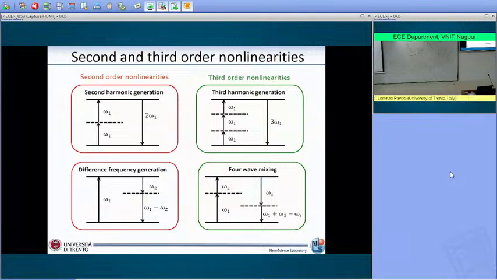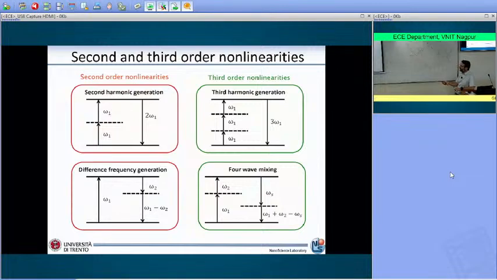What is important is that those two photons are entangled photons, because they are generated at the same time, as well as they have a very fixed energy relationship. The energy relationship is given by the fact that the energy of the signal plus the energy of the idler should be equal to the energy of the pump photon. Those are the processes that happen in a second order nonlinear material.